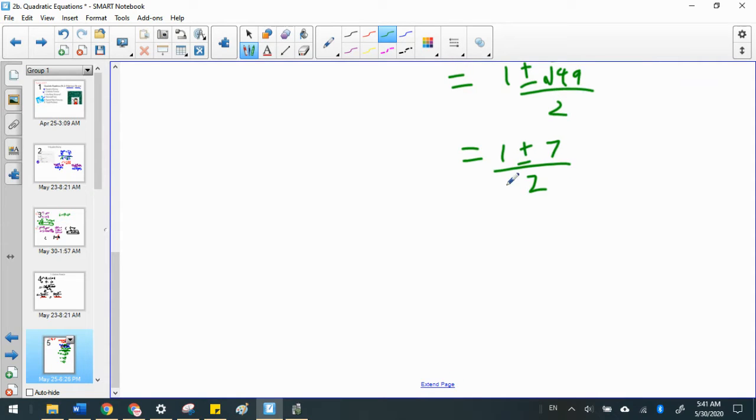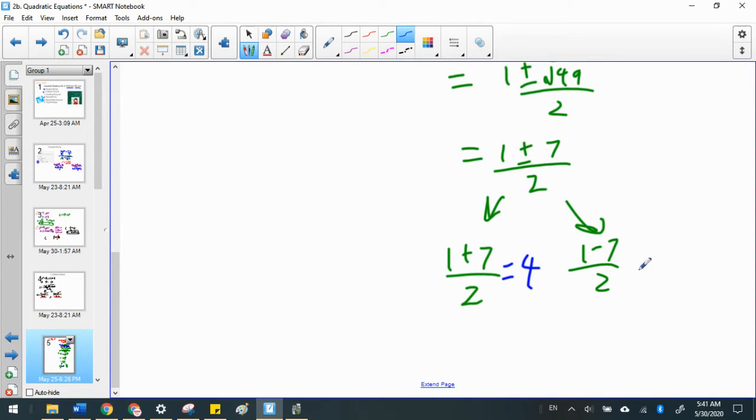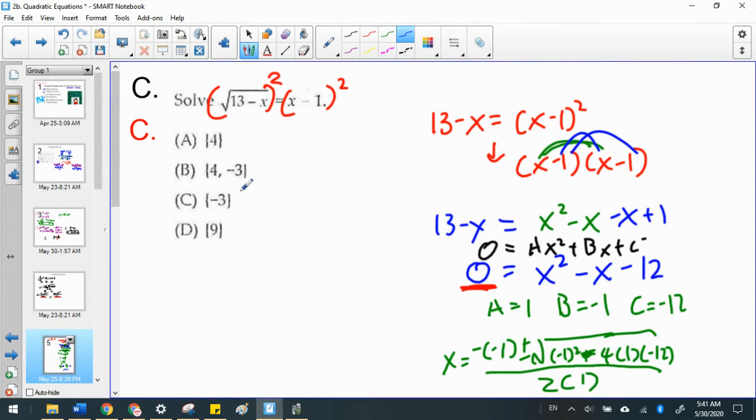And at this point, once you have the fractions simplified, I highly recommend you do 1 plus 7. You branch it off into two equations. So a plus version and a minus version. And then from here, you can simplify into your two final answers. And now we are aware that x is equal to 4, negative 3, which is B right over here.